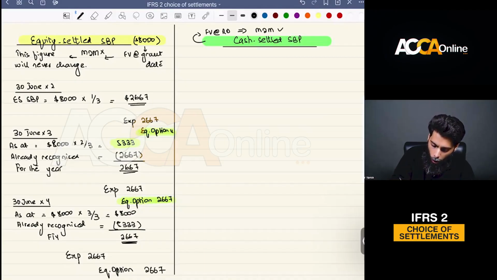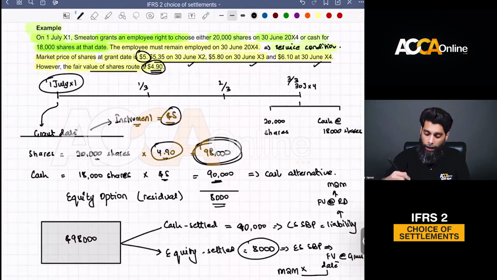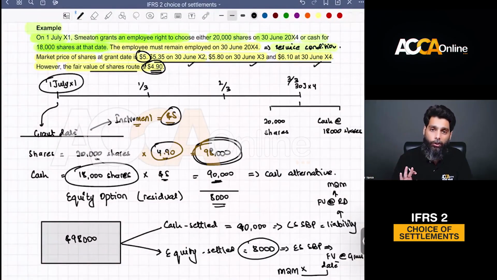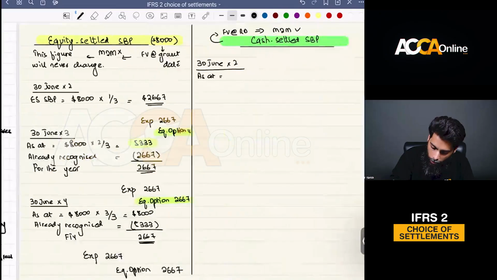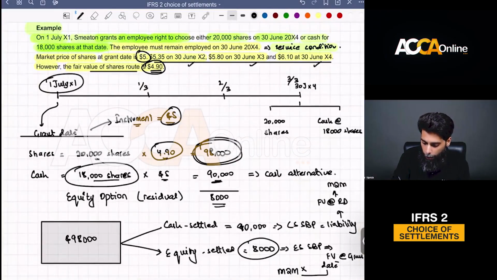Sir, so what happens on 30th June X2? Can you tell us? At 30th June X2, the transaction could have been settled in cash. And how could it have been settled in cash? You could get cash based on the value of 18,000 shares. So 18,000 shares is very important, right? Can you guys tell me how am I going to measure these 18,000 shares? Previously, what I did was I took 18,000 shares and multiplied them by 5. Am I still going to take 5 in my calculation at 30th June X2?